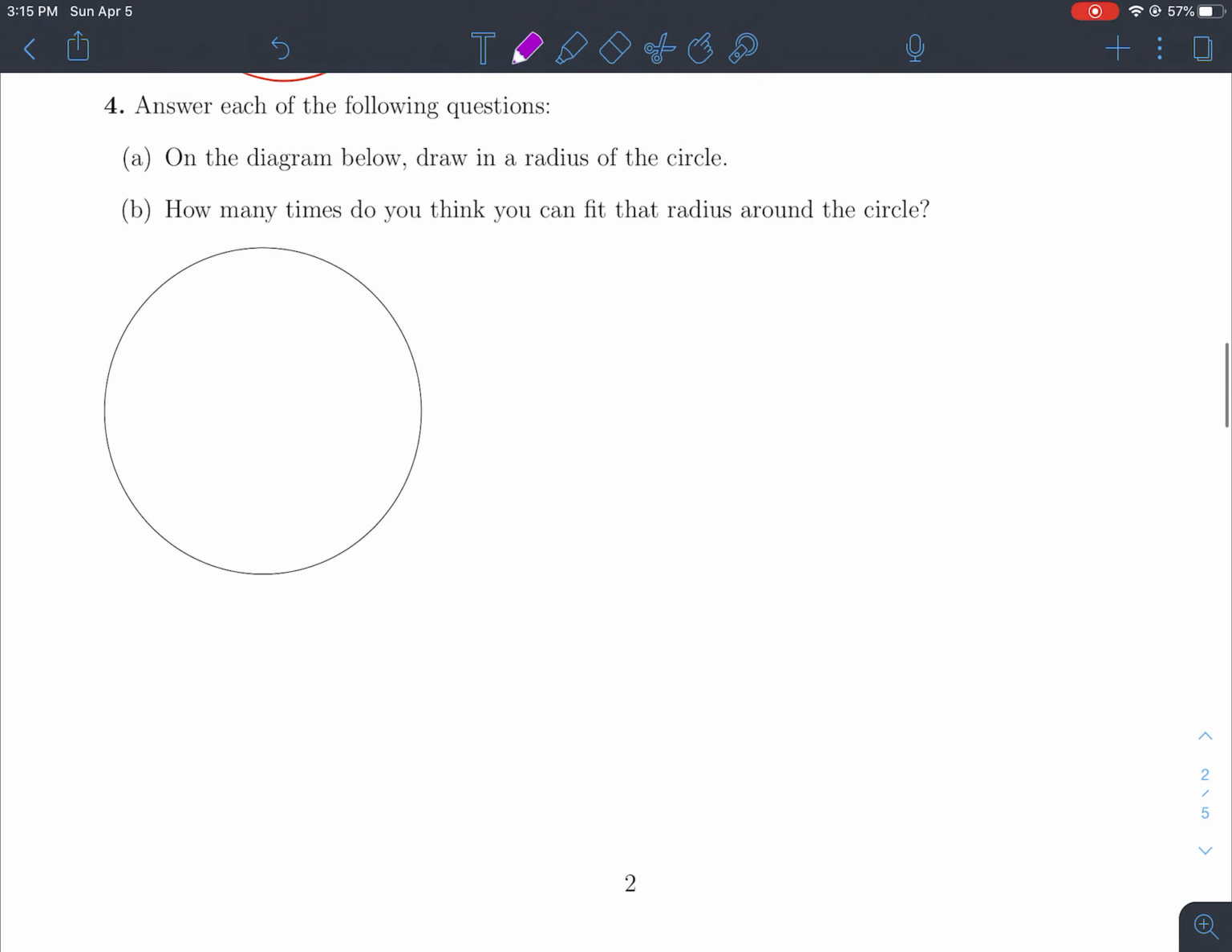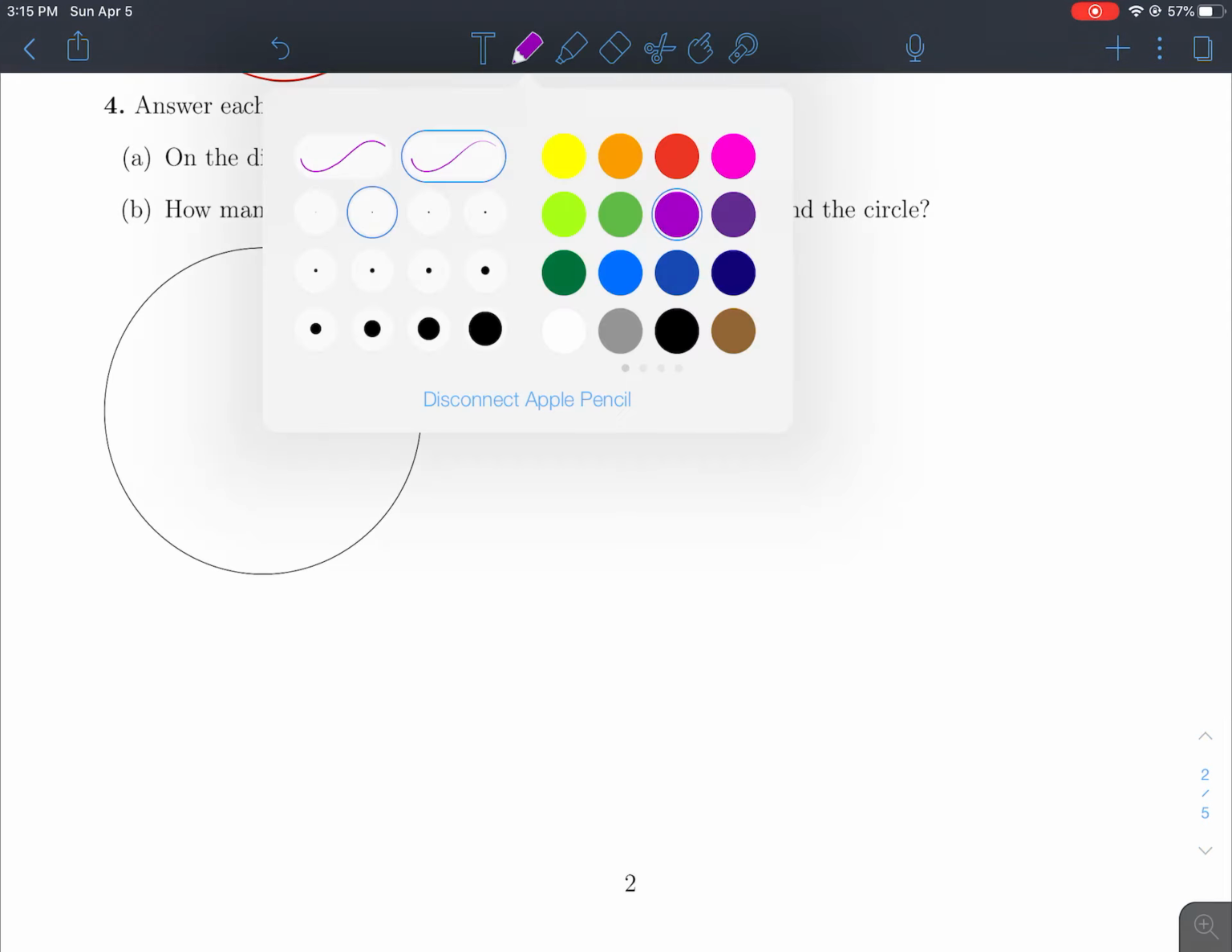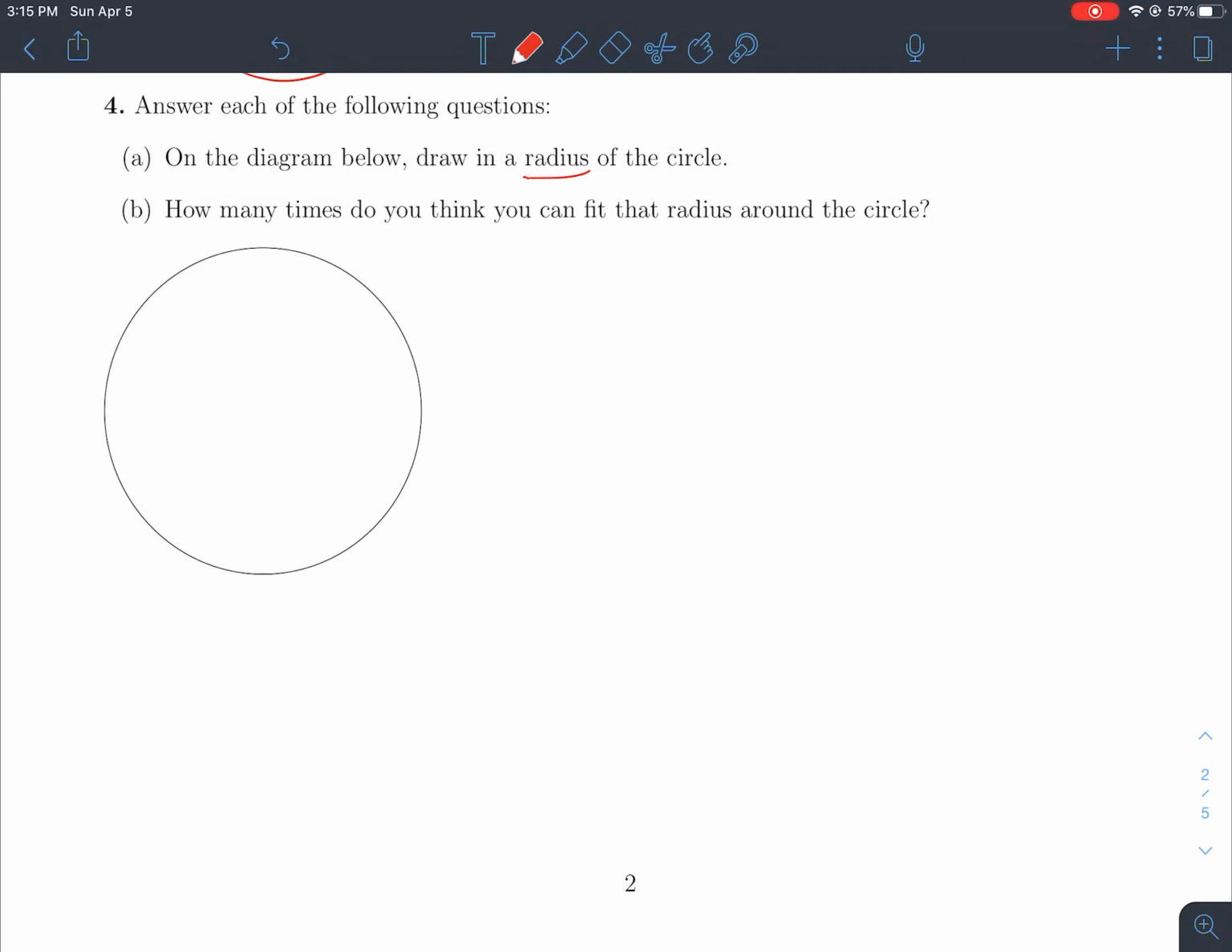So, answer each of the following questions. On the diagram below, draw in a radius of the circle. All right, so we've been talking radius for a long time. A radius is from the center out to the circle. So this would be one radius of the circle.